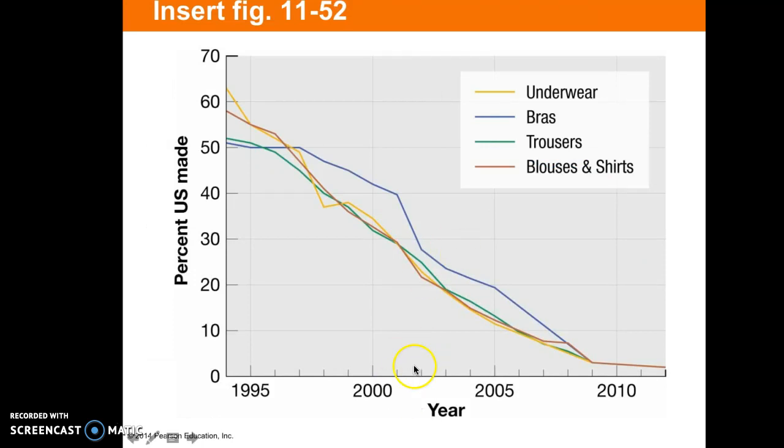You can see here from 1995 to 2010, the percent of trousers, blouses, shirts, underwear, bras, all of that has been on the decline in the United States since 1995. And it was on the decline before that.